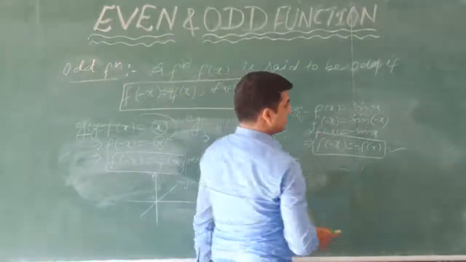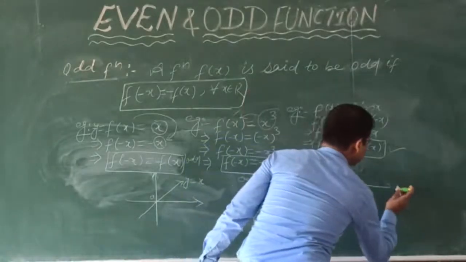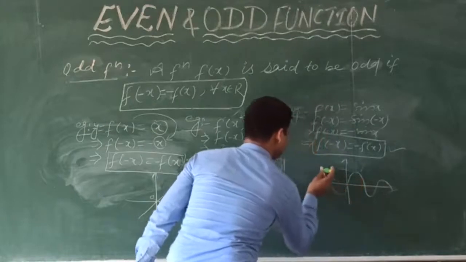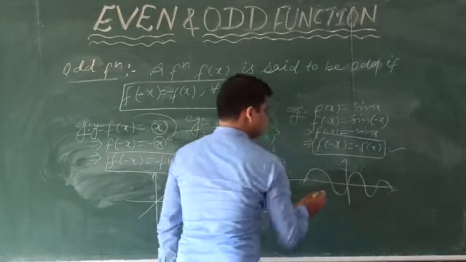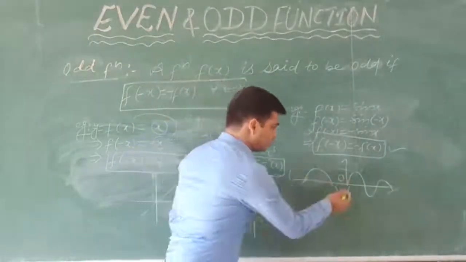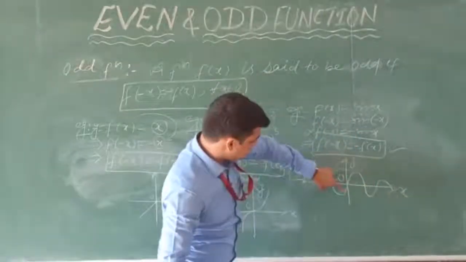What is the graph of sin x? So we know that the graph of sin x is like this. Okay, now again same thing, you can notice one thing here, this graph is symmetric about the origin. This is the x axis, this is the y axis. So this graph is symmetric about the origin.